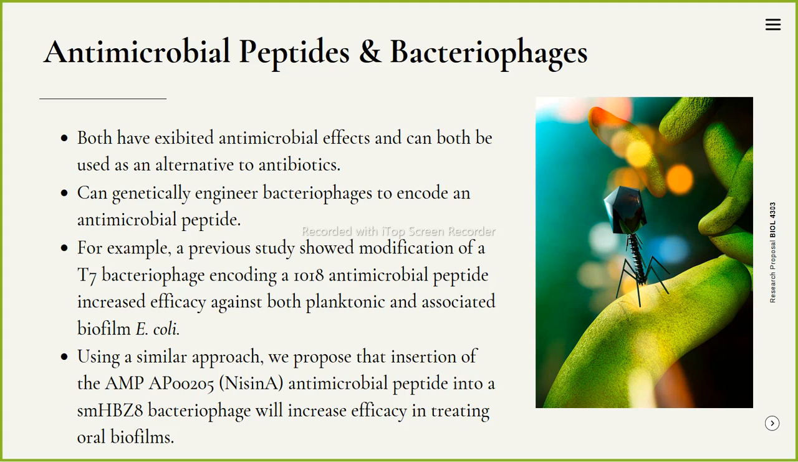As shown here, there's actually another study which we did not include in the reading as we found it just after we submitted our proposal, but there was a T7 bacteriophage encoding for what is known as the 1018 antimicrobial peptide, and it was shown to increase the efficacy against both planktonic and biofilm associated E. coli.